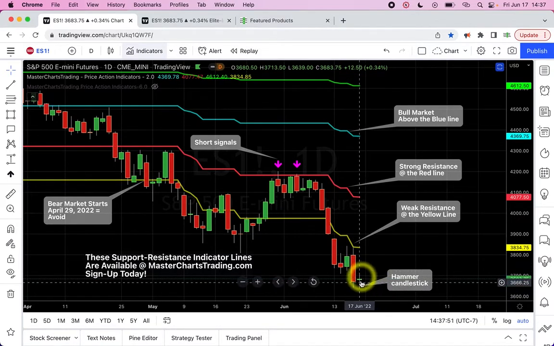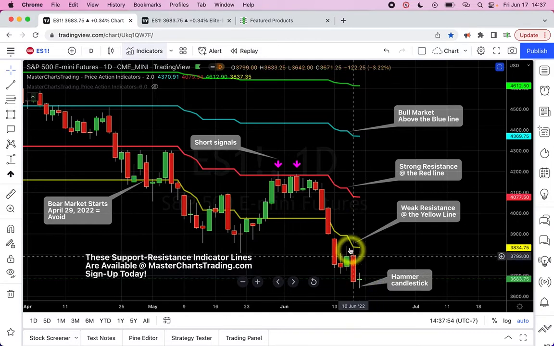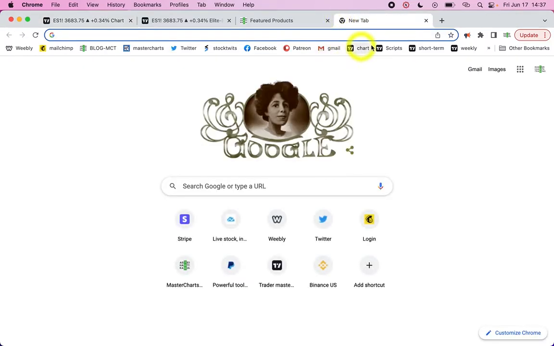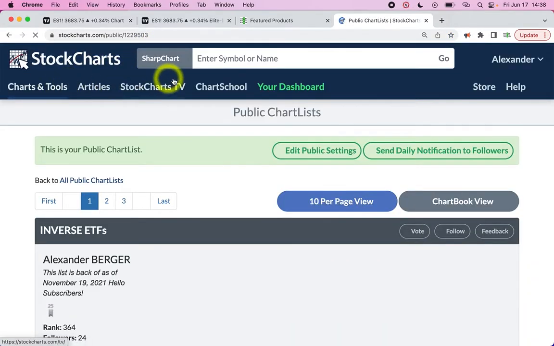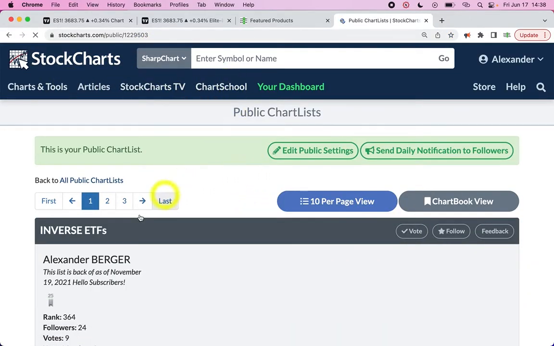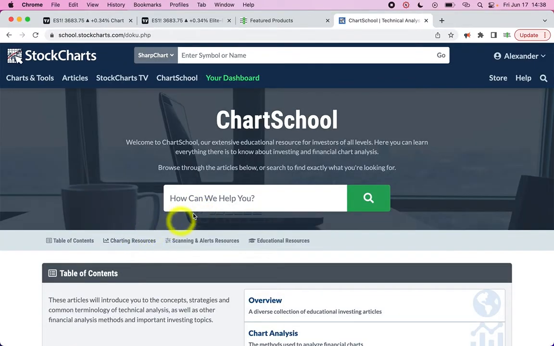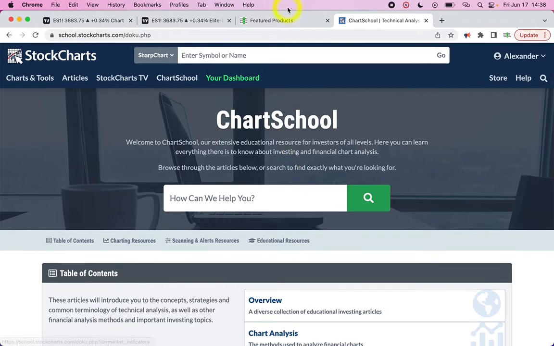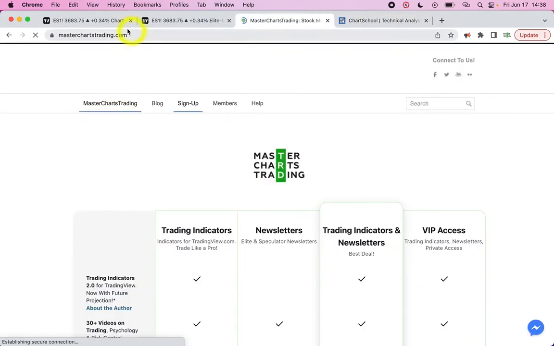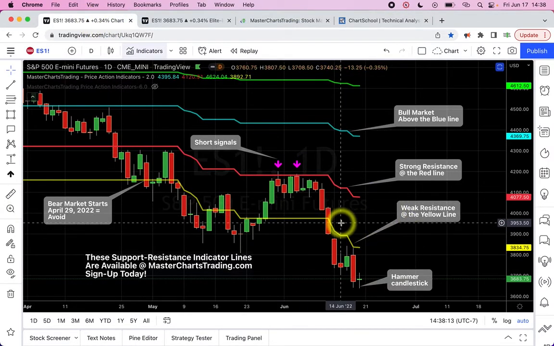If you are not familiar with the terms I'm saying, you can go to StockCharts.com and click on Chart School and just read about various candlesticks, candlestick analysis. It's helpful. It's not the end, it's not the most important thing out there, but it's good to be able to read candlesticks.